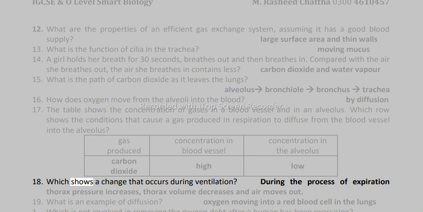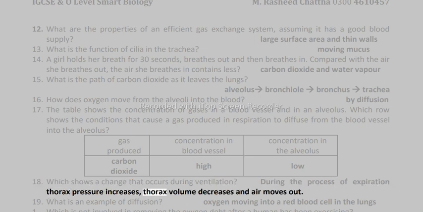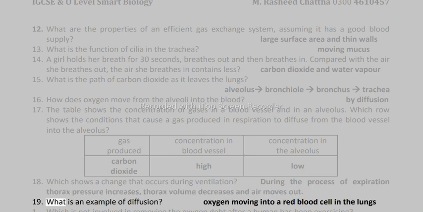18. Which shows a change that occurs during ventilation? During the process of expiration, thorax pressure increases, thorax volume decreases and air moves out. 19. What is an example of diffusion? Oxygen moving into a red blood cell in the lungs.